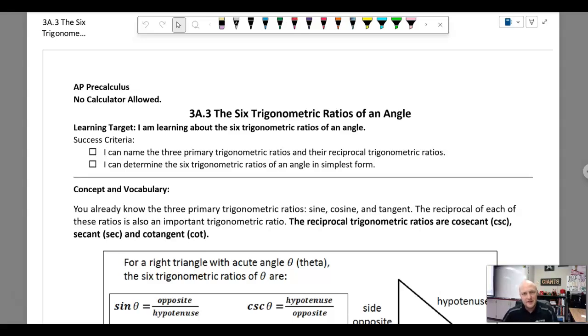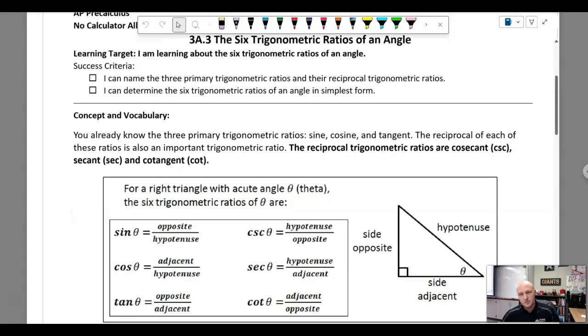This is 3A-3. We're going to talk about the 6 trigonometric ratios of an angle. Yes, there are 6, not just sine, cosine, and tangent. There are 3 others, which are reciprocal functions. So that's our learning target. We're going to talk about what the 6 trigonometric functions are, and you'll be successful if you can name the 3 primary trig ratios and their corresponding reciprocal trig ratios, as well as determine the 6 trig ratios of an angle in simplest form.